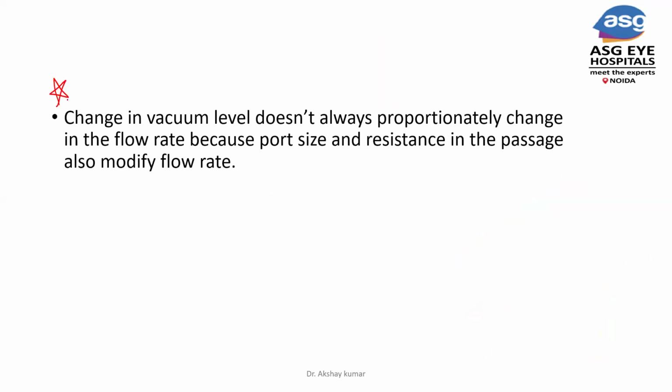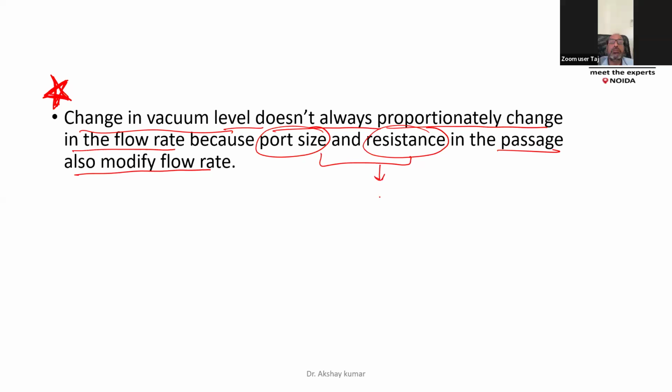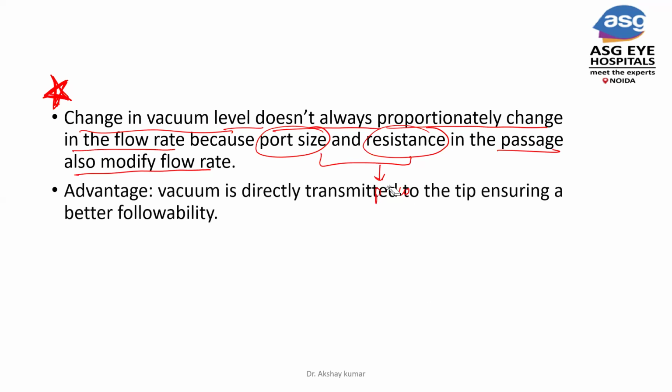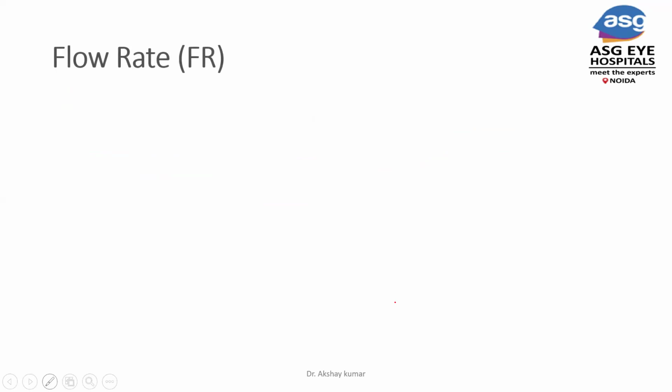One important point to note is that a change in the vacuum level doesn't always proportionally change the flow rate, because the port size and resistance in the passage also modify the flow rate. Its significance I have discussed in the phaco tip. That's why many types of phaco tip have been made during the evolution, like the micro phaco tip and flared phaco tip. So what is the advantage of vacuum? Vacuum is directly transmitted to the tip, ensuring better followability.